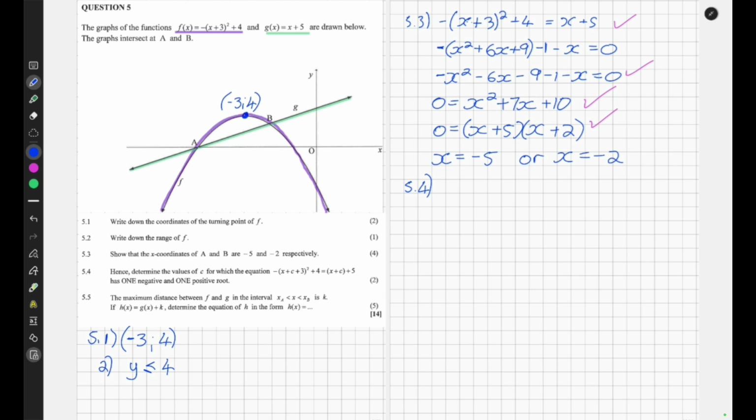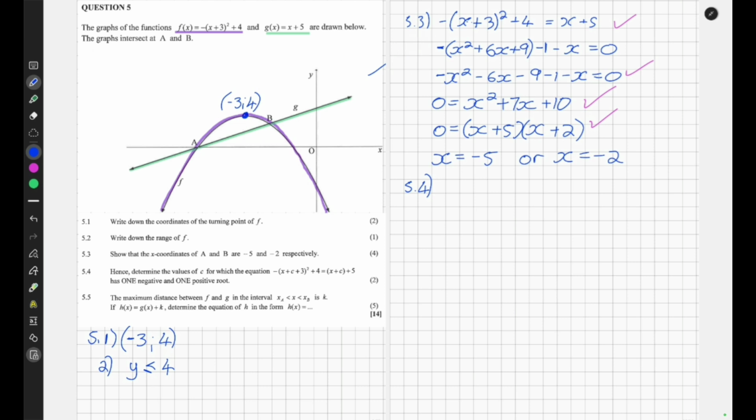Question 5.4. So now they're getting into the level 3, level 4 questions where they're trying to trick you. Hence, determine the value of c for which this equation, now if you look nicely, it's exactly the equation that we used up there when we started question 5.3, but next to every x, they put a plus c. Now, if you see this, it means they took the graphs and they shifted it a little bit to the right or to the left.